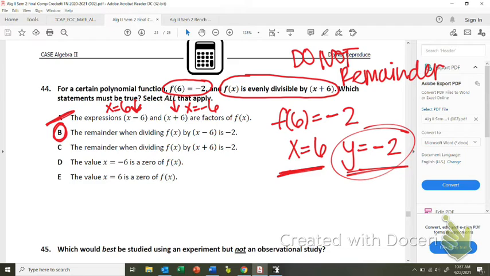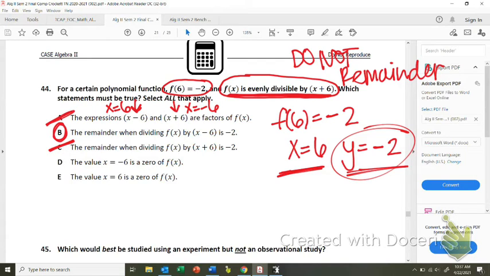All right, the remainder when we say dividing x plus 6 is negative 2. If you read right here, it says f of x is evenly divisible by x plus 6. That means we do not have a remainder. All right, and D and E. So the value of x equals negative 6 is a 0 of f of x.